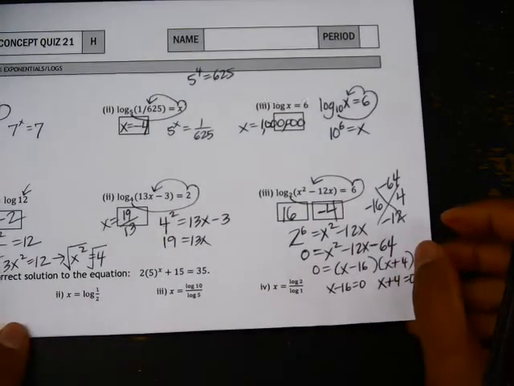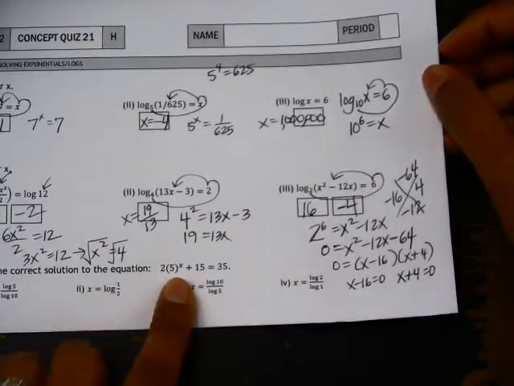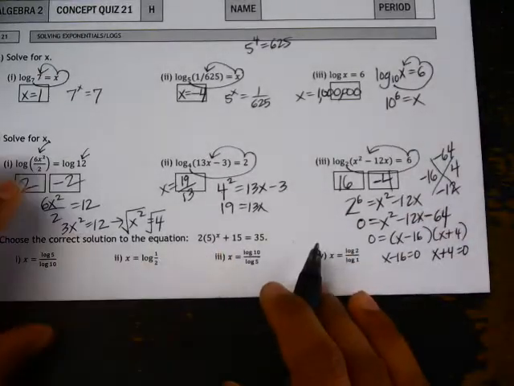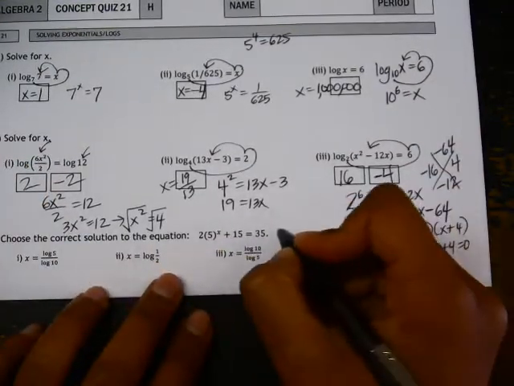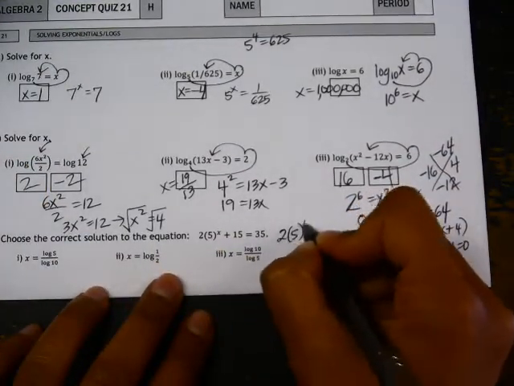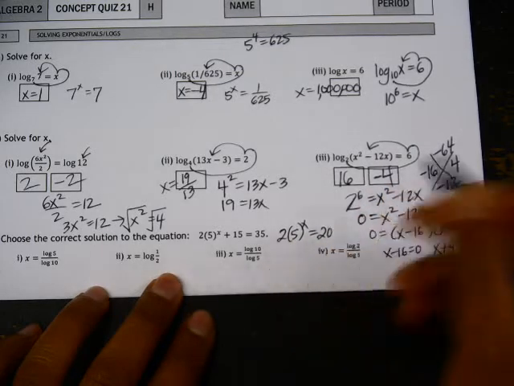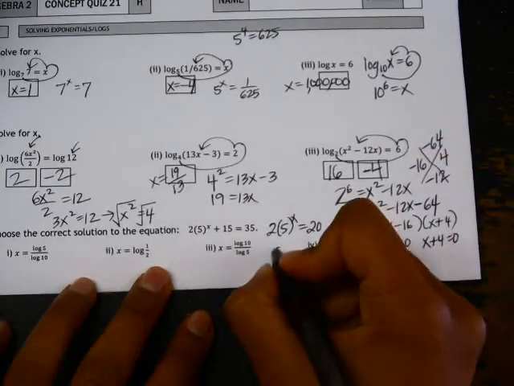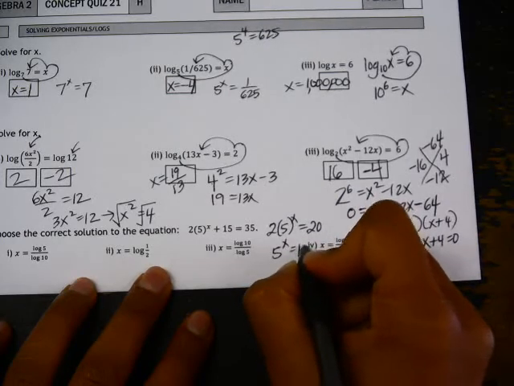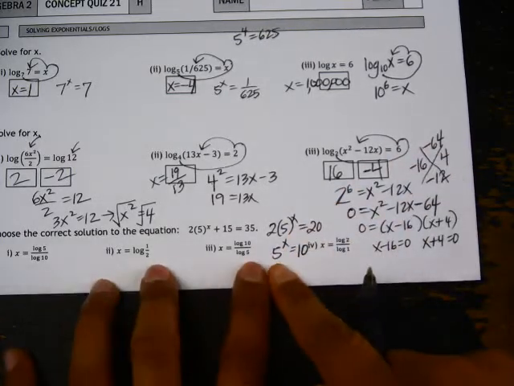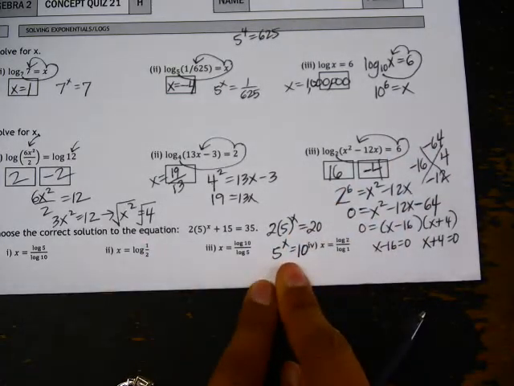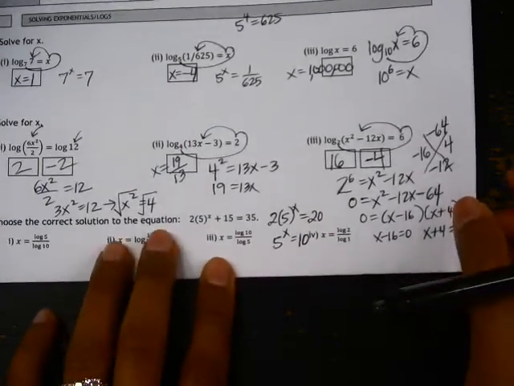Alright, on part C, we have an exponential equation, and we're trying to solve for x. So I'm going to subtract 15 from both sides. So 2 times 5 to the x equals 20. And then divide by 2, so 5 to the x equals 10. And the only way we're able to solve this equation without having to guess and check is by using logs.